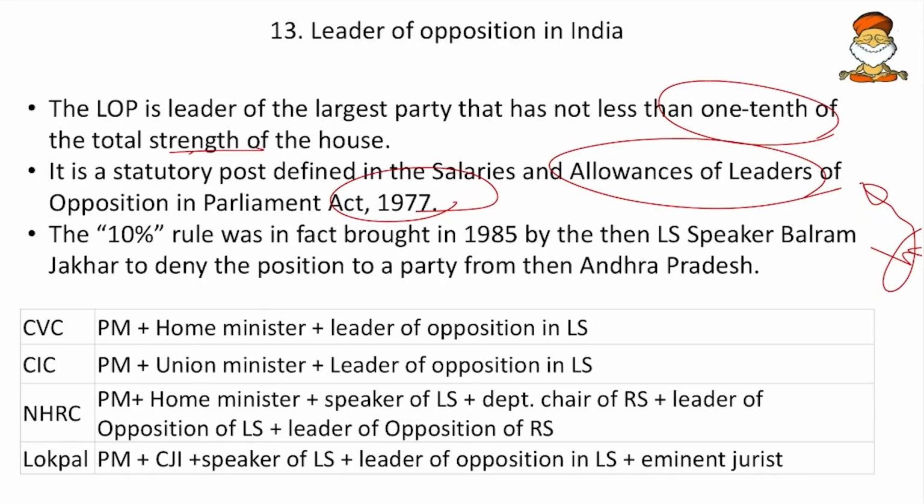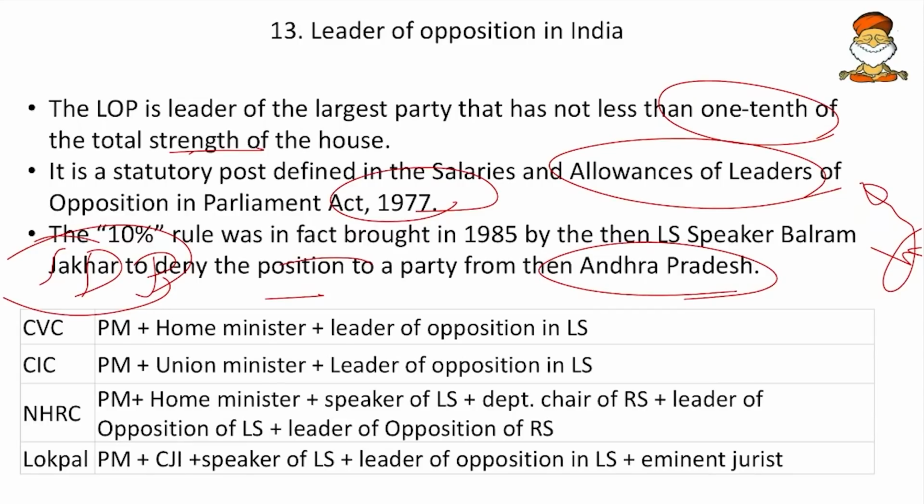Then the 10% rule was in fact brought in 1985 by the then Lok Sabha Speaker, Balram Jakhar, to deny the position to a party from the then Andhra Pradesh, basically the TDP. So to deny that, it was brought in. So these are the political issues, not so important for us.